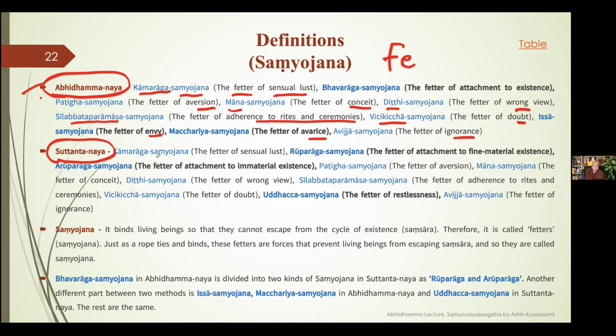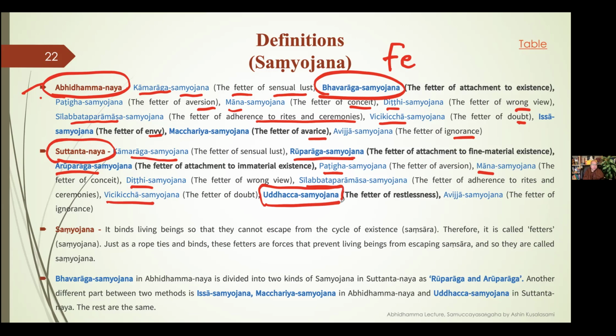And in Suttanta Naya, Kamaraga Sanyojana is the same. And here, the Bhavaraga Sanyojana becomes two kinds of Sanyojana in Suttanta Naya, Ruparaga and Aruparaga. Patigha is the same, Mana same, Ditthi, Silabbata Paramasa, and Vicikiccha. Here, only in the Suttanta Naya can be found Uddhacca Sanyojana. Instead, in the Abhidhamma, you can find Issa and Macchariya. And Avijja is the same.